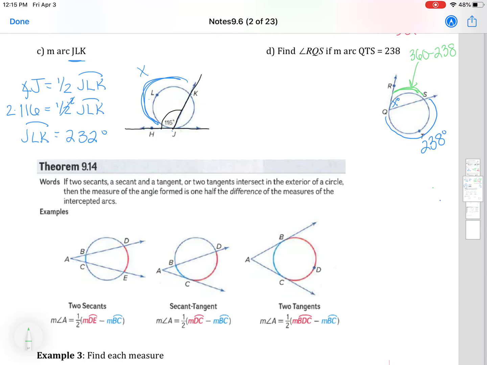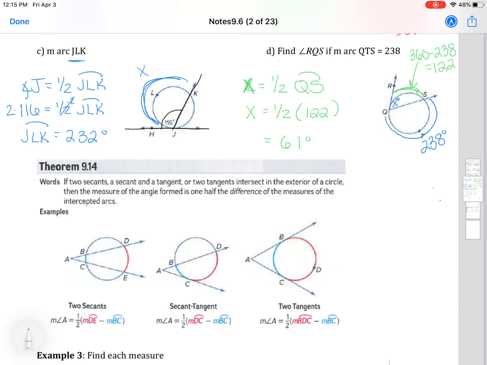So we did this before. We're going to take 360 and take away the arc that we do have, 238, and that's going to get us 128. Or sorry, 122. So the theorem says the angle, which is X, I'll just write X, is equal to 1/2 the arc that's across from it, which is QS. Well, X I don't know, that's what I'm finding. And then I have 1/2, but our QS we just found is 122. So when I take half of 122, I end up with 61 degrees.